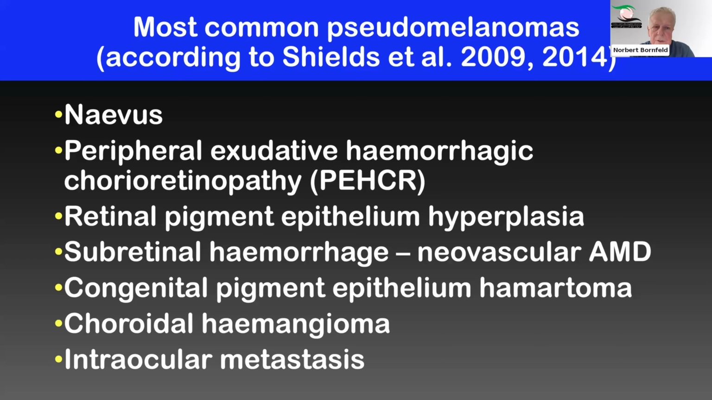That's a very famous paper of Jerry Shields some years ago, where he published his experience in his clinic of what were the most common pseudomelanomas, the most frequent wrong diagnoses for patients referred to his clinic. The most frequent is at the top, and of course it's nevus. The next are peripheral exudative hemorrhagic chorioretinopathy, pigmented epithelial hyperplasia, subretinal hemorrhage, neovascular AMD, congenital hypertrophy of the pigment epithelium, hematoma, choroidal hemangiomas, and again, intraocular metastasis.